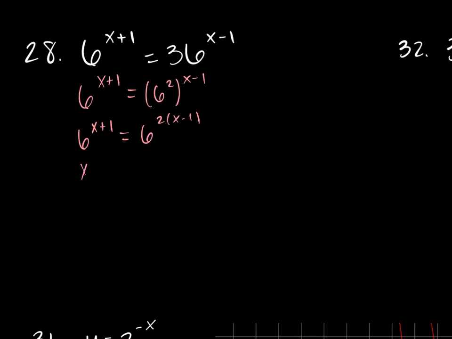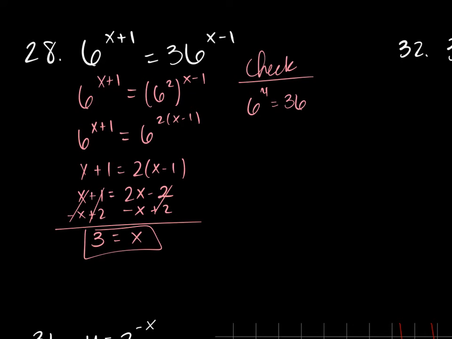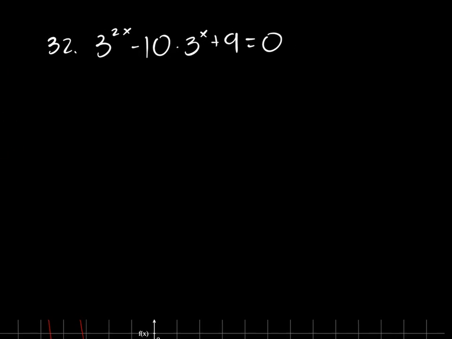And then set my powers equal to each other, since my bases are the same, and then try and solve. So I get x plus 1 equals 2x minus 2 by distributing. I'm going to add 2 to both sides, and I'm going to subtract x from both sides. So this is 3, and this is x. X equals 3 is my answer. When I do a quick check, I get 6 to the 4th is equal to 36 squared. 6 to the 4th is equal to 6 squared squared, so 6 to the 4th is equal to 6 to the 4th. All good. Let's look at the last one of these.